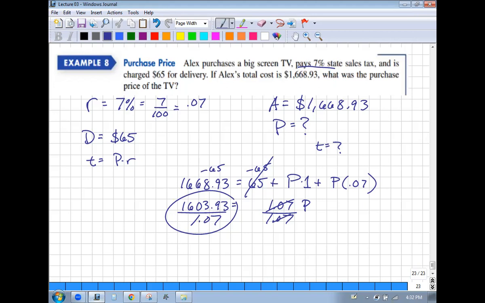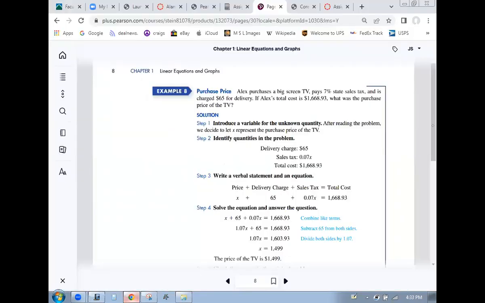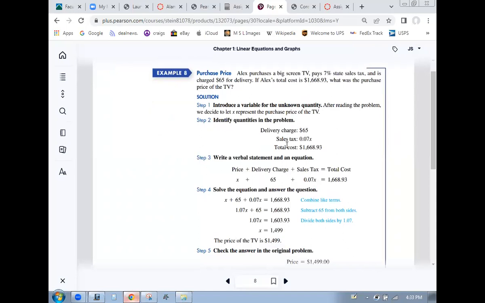Okay. Make sense? All right, let's take a look and see how they approach it here. So they have the delivery charge, the sales tax. They use X instead of P for the price. The sales tax is 0.07 times X, being the price of the TV. And then they got the total cost. So the total cost is price, delivery charge, sales tax. You can see you have X showing up twice here. So they just combine these.